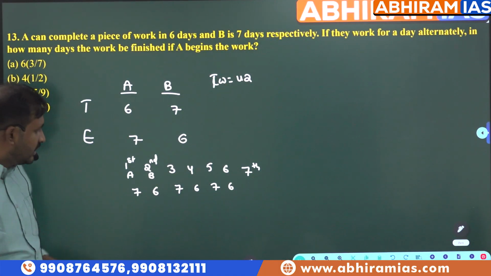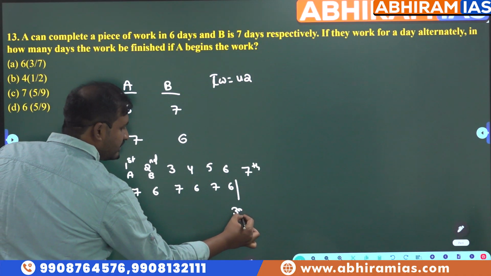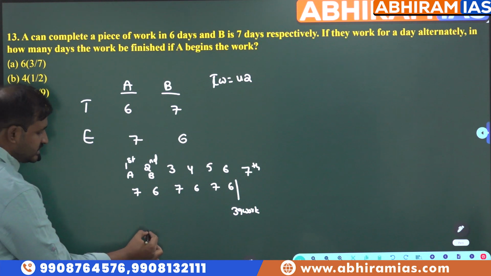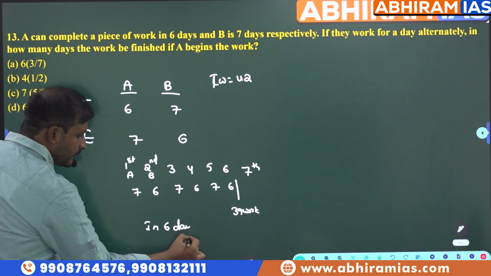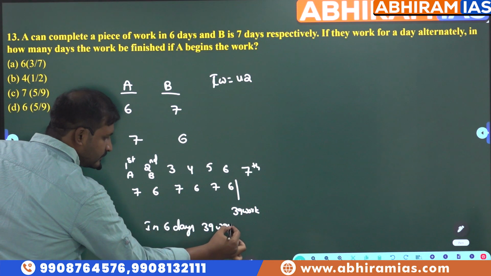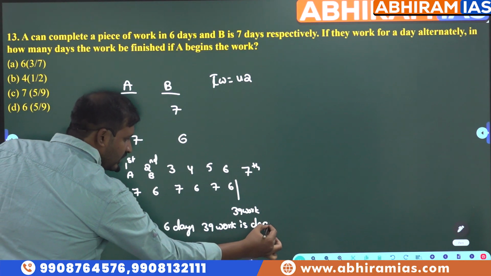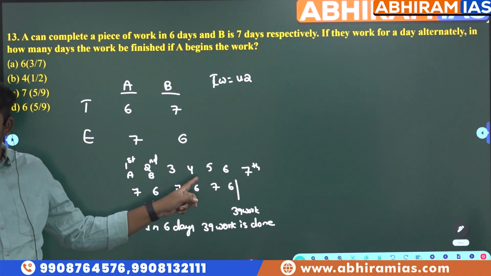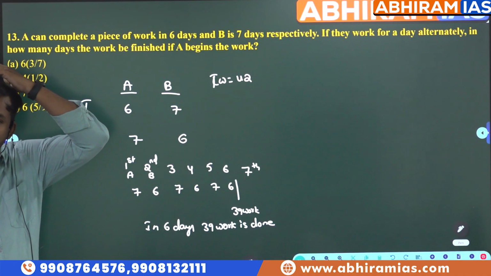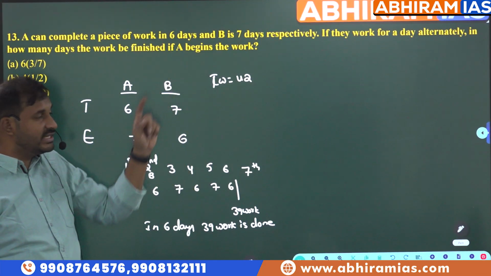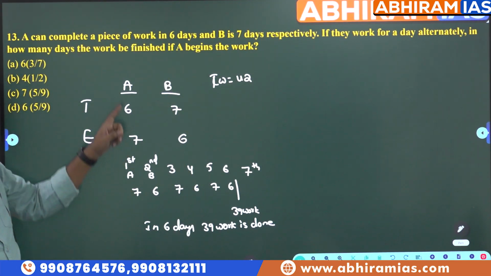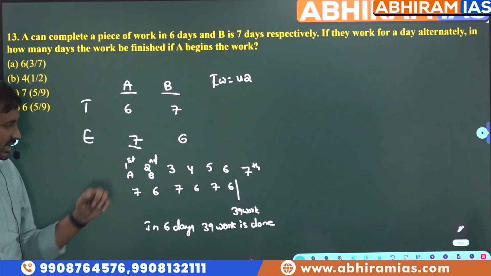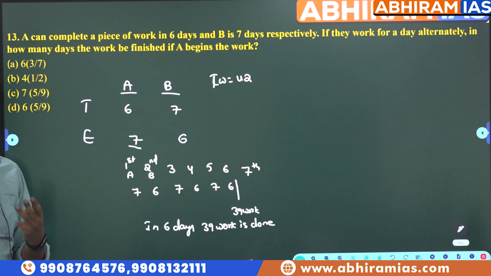Just 3. Till here, 39 work is done in 6 days. On the 7th day who will work? A works. A works on odd days, B works on even days. And A in one day can do how much work? 7. Efficiency is the amount of work done by him in one day. But what is left for me here? 3. So he takes what time?